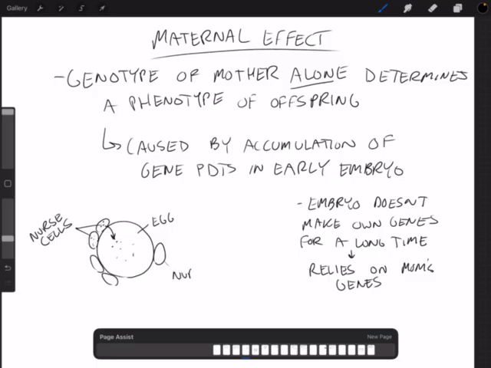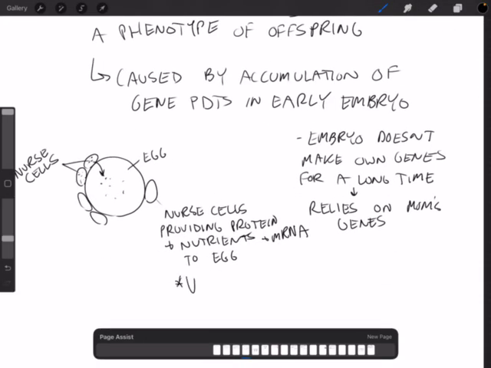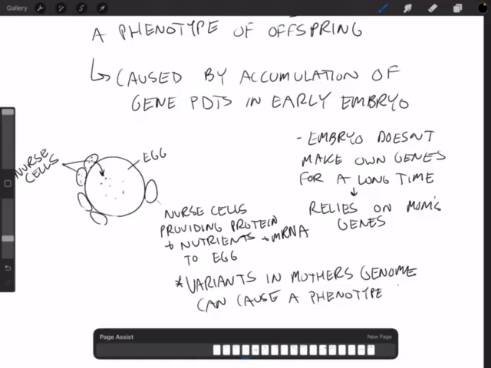So these nurse cells are providing protein and nutrients and mRNA to the egg, which means that variants in the mother's genome can cause a phenotype in the egg.